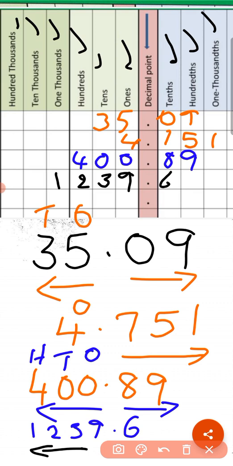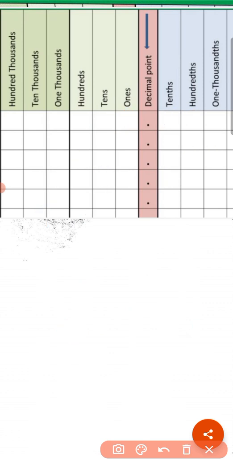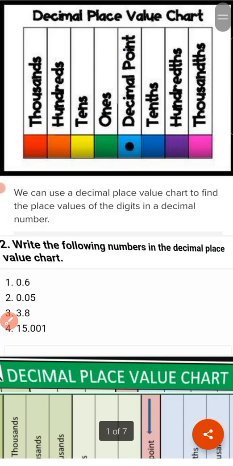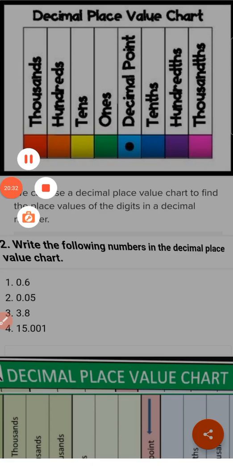Okay. Hope this topic is clear for you. If you have any doubt about this, you can post a message. Okay. We can use a decimal place value chart to find the place values of the digits in a decimal number also. That we will learn in our next class. Okay. Bye bye. Thank you, children.